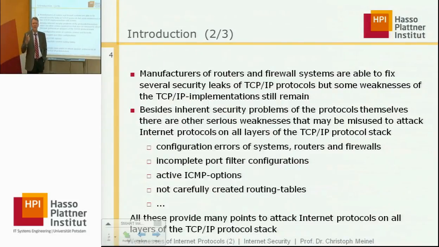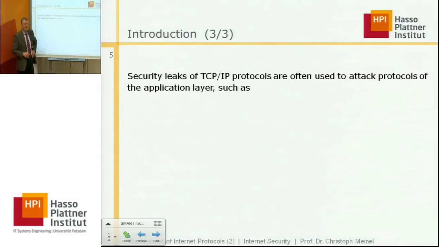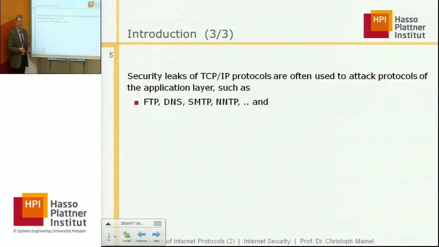protocols. But what is important is to understand that on all the different layers of the TCP/IP protocol stack, it's possible to misuse something to damage the network, to perform a denial of service attack or others. So the security leaks of the TCP protocol are often used to attack the protocols of the application layer. The attacks on the internet level are not done for themselves. They are used as a means to attack applications. The application contains interesting data, and the application provides services. So attacking the internet protocol is a way to attack the applications on the application layer itself.